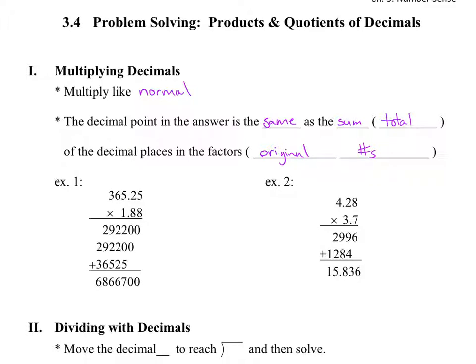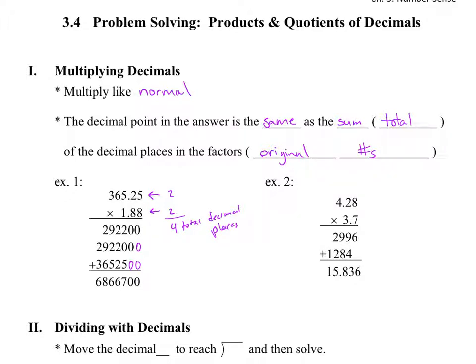So, for example, you've got 365.25 times 1.88. I've done a lot of the work here for you. What I didn't put in here is there should actually be a 0 here, and then 2 zeros here. When you do multiplication, you add those zeros in there. So how many decimal places are in this number right here? 2. How many are in the second number? 2. So how many total do we have? 4 total decimal places.